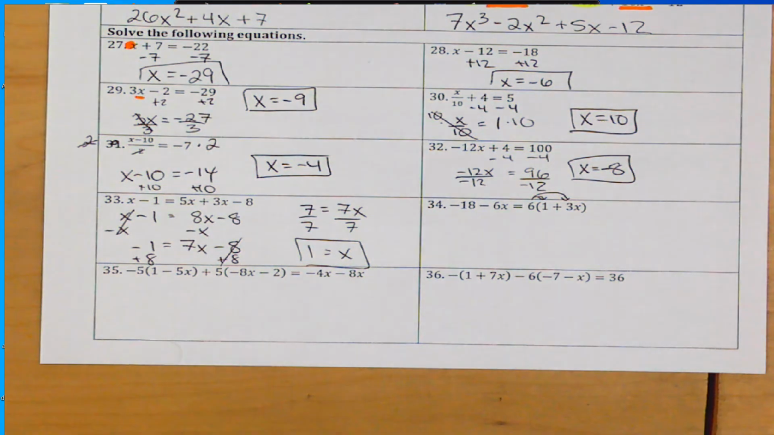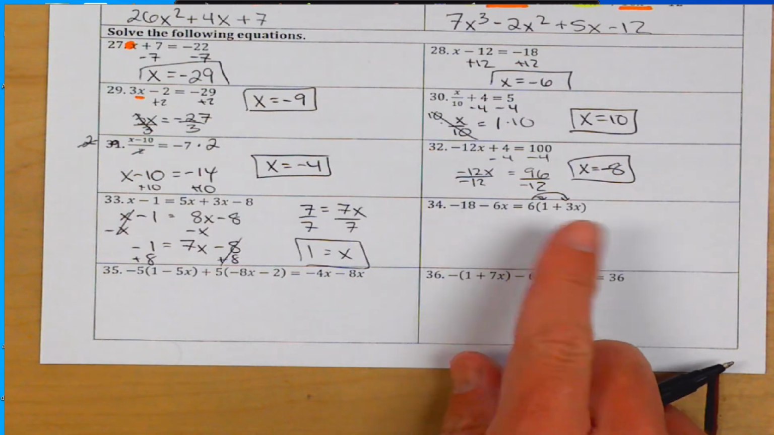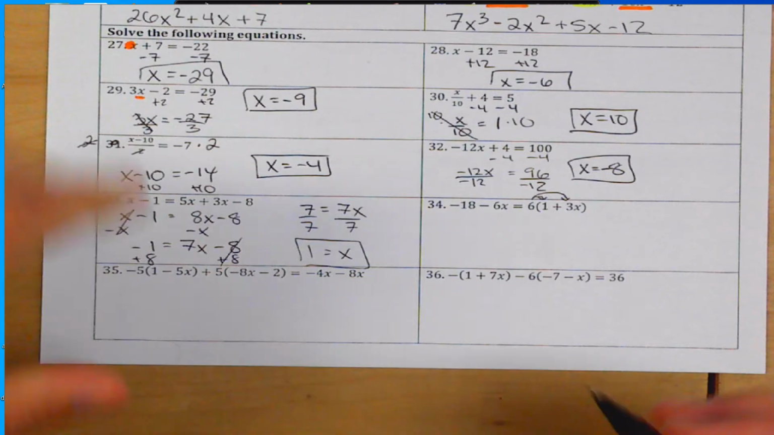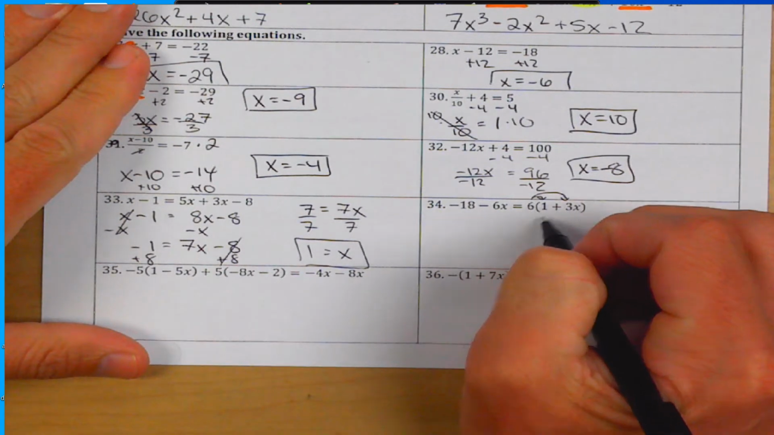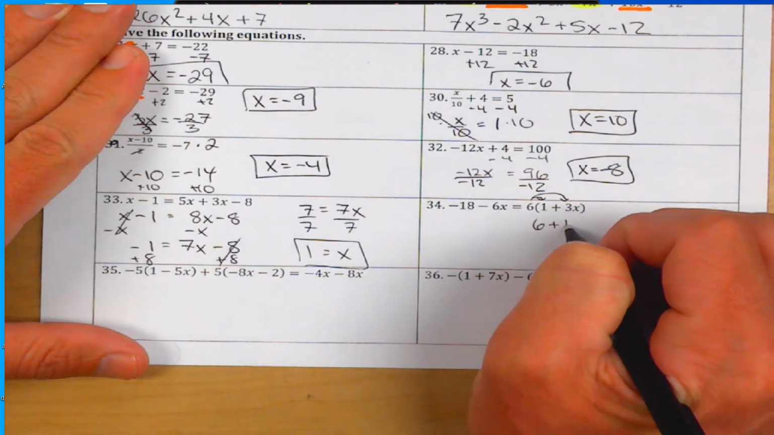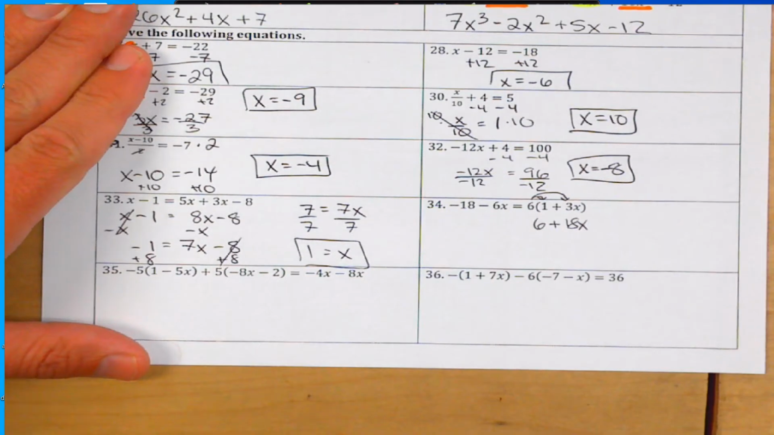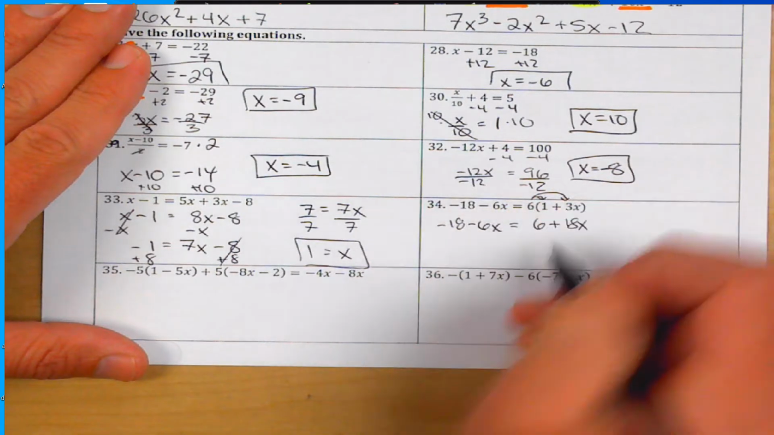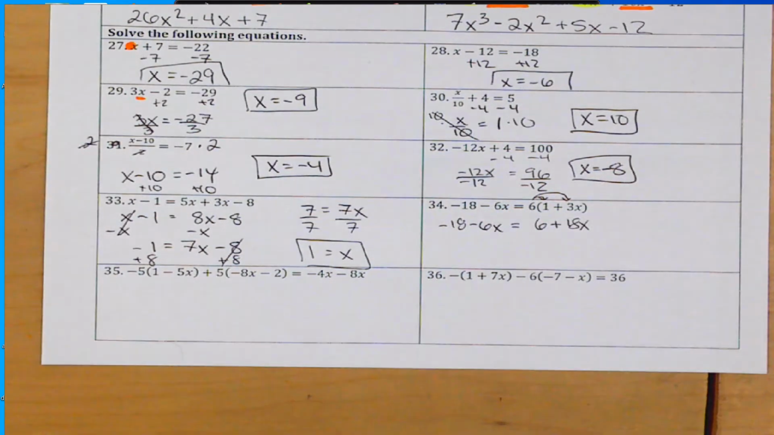Okay, so 6 is on the outside, and it's distributing into these parentheses. So we want to go 6 times 1, which is 6, and then 6 times 3x, which is going to give us 18x. And then we have negative 18, negative 6x equals 6 plus 18x.